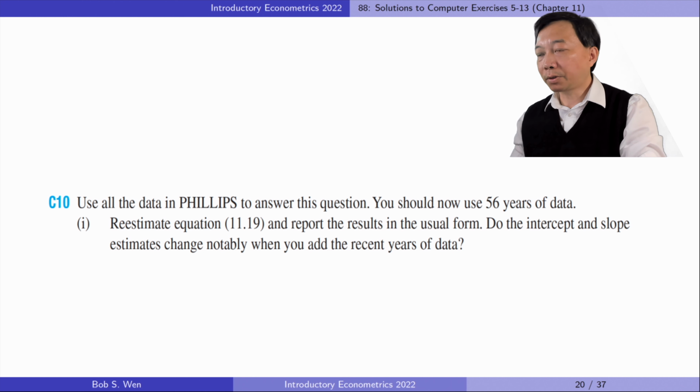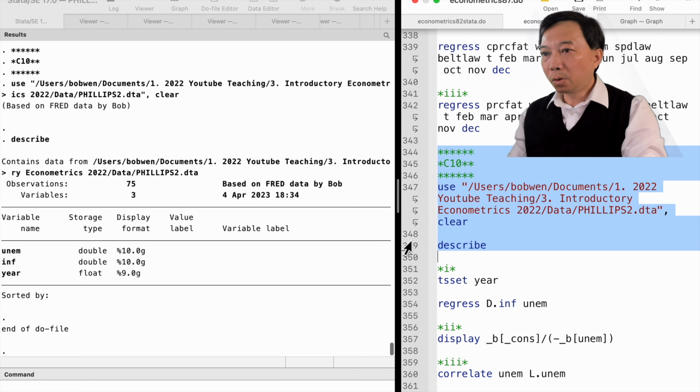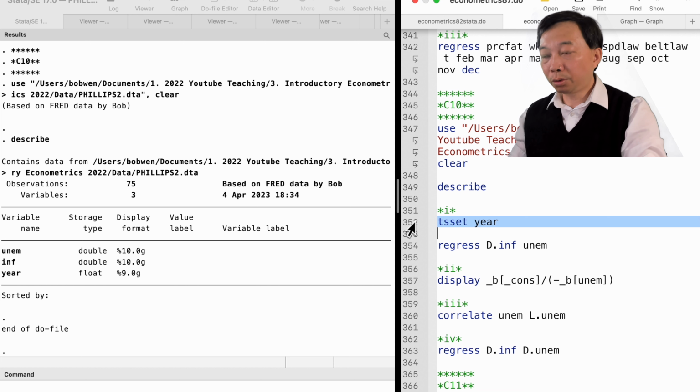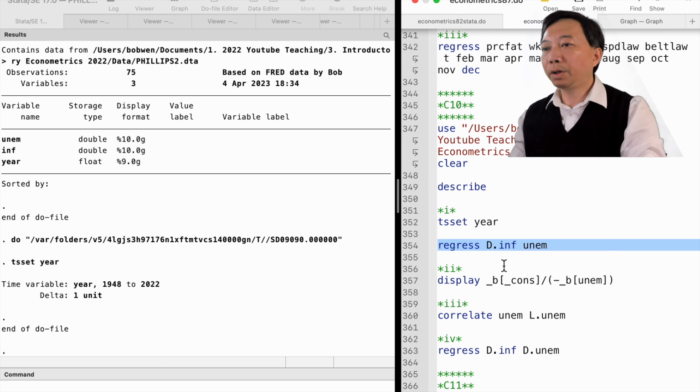Let's solve computer exercise 10. In Part 1, we estimate equation 11.19. Do the intercept and slope estimates change notably when we add the recent years of data? In the new dataset, we have 75 observations from 1948 to 2022. We use the tsset command to declare the time series data. Then we re-estimate equation 11.19.